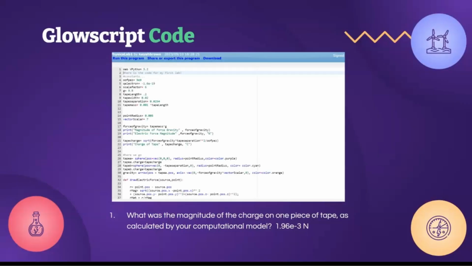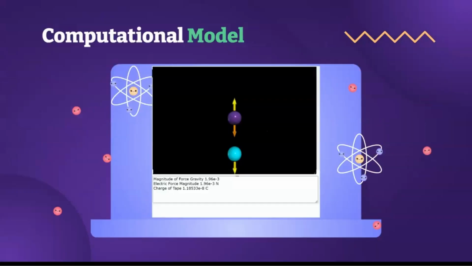So we have our GlowScript code, which is pretty much a simulator. It simulates exactly what we're looking for, and it does the calculations. As you can see below, it also has the magnitude of the charge on one piece of tape as calculated by our computational model. So we also have the computational model here and a couple of calculations that our code found.